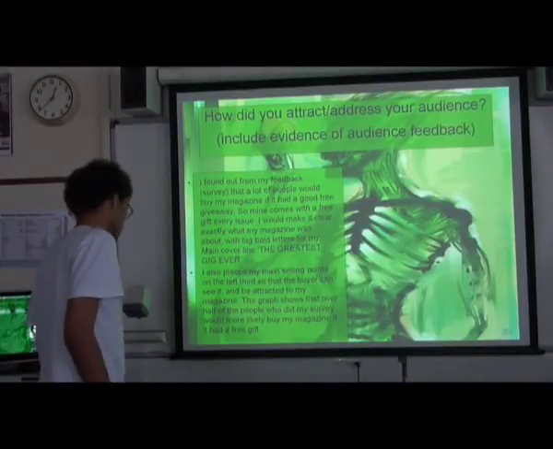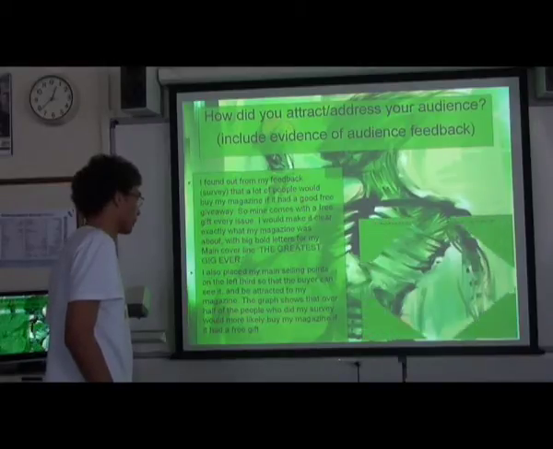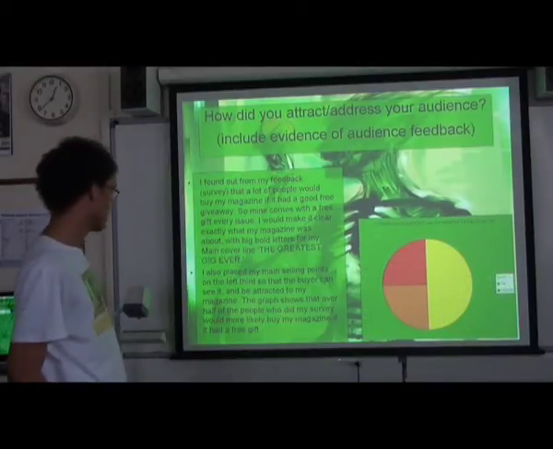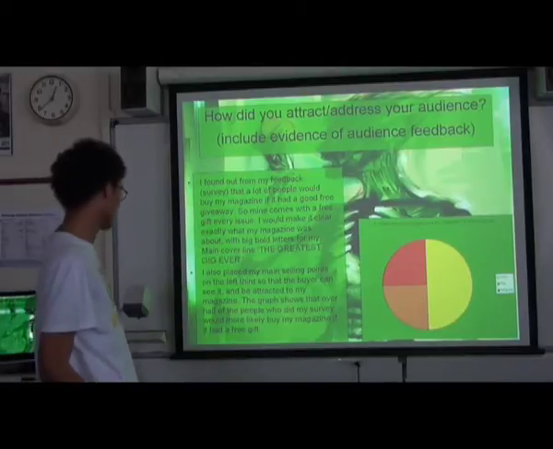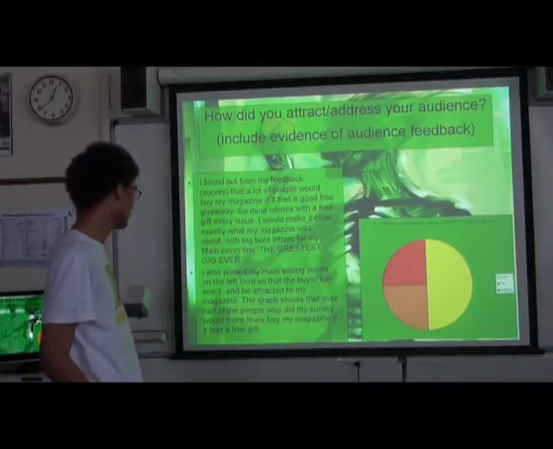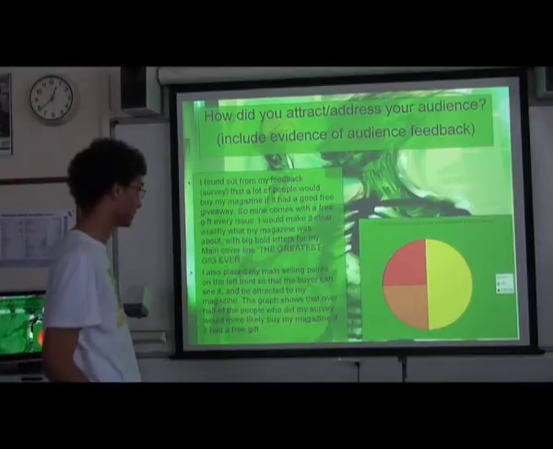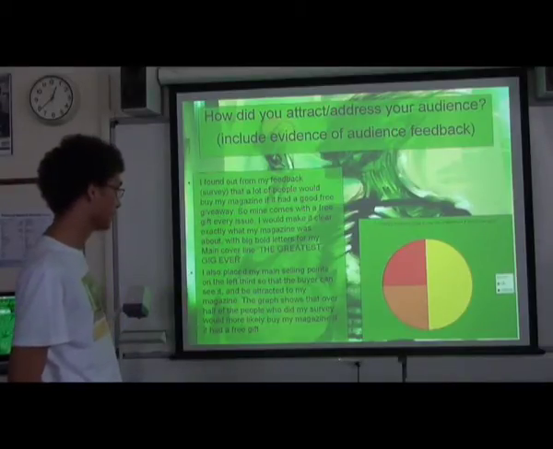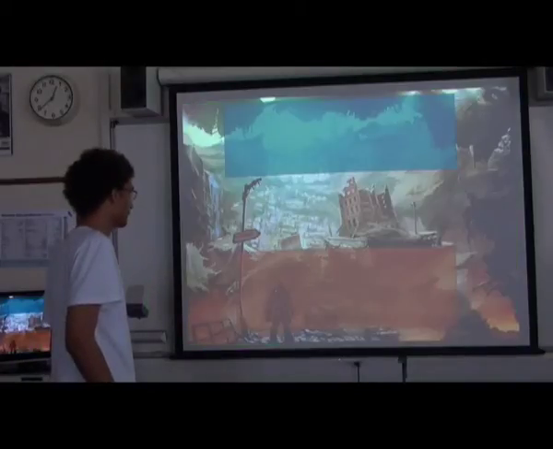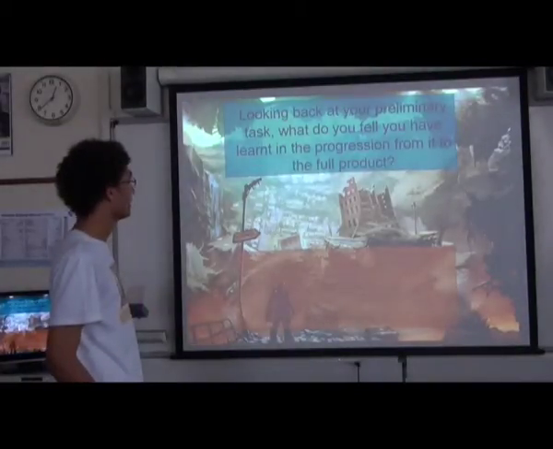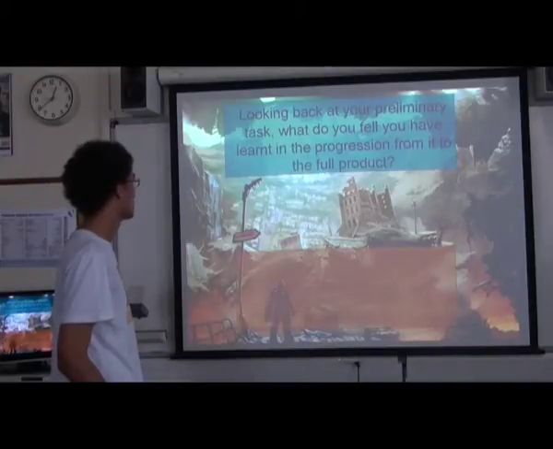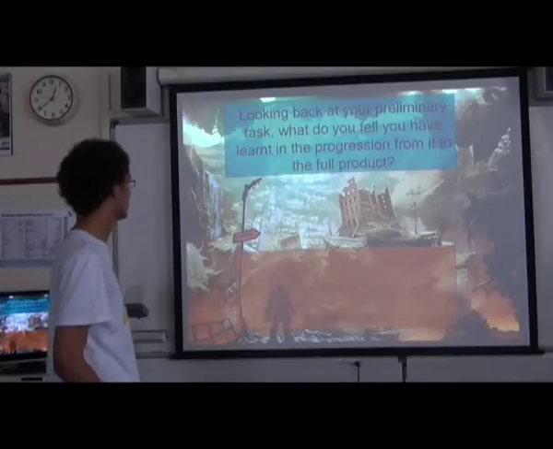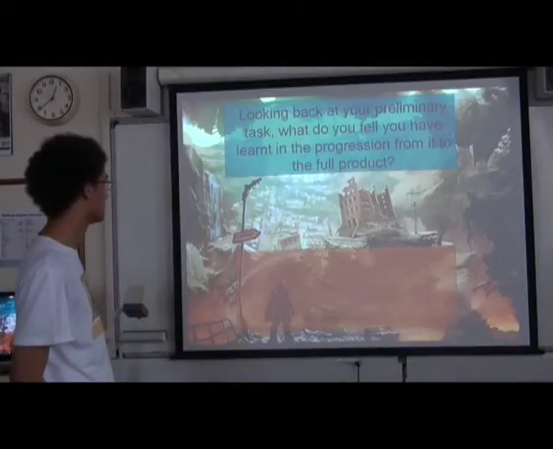The graph shows that over half of the people who did my survey would be more likely to buy the magazine if it had a free gift, which I just said. And then it's pretty much neck and neck here with yes, no, and maybe. Pretty undecided. Looking back at your preliminary task, what do you feel you have learnt in the progression from it to the full production?